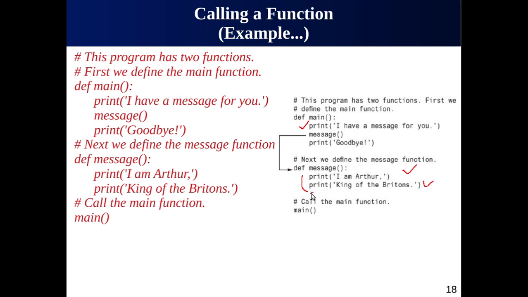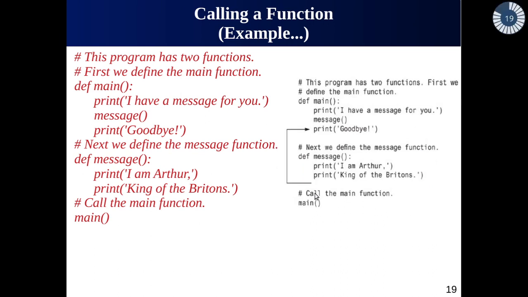Once the execution of this function is completed, the interpreter will jump back to the location from where it was called. It will come back to the message function call, and the next statement after it will be executed, and that is print goodbye. This is how a function works, and what happens when we call a function: how the interpreter jumps to the function and how it jumps back to the location from where it was called.